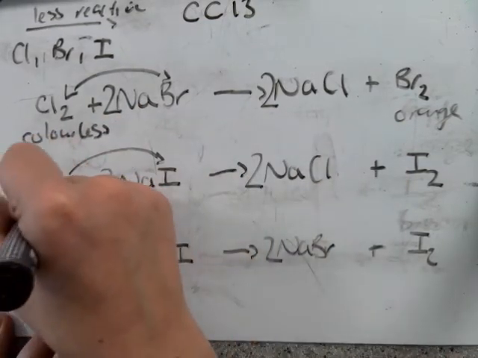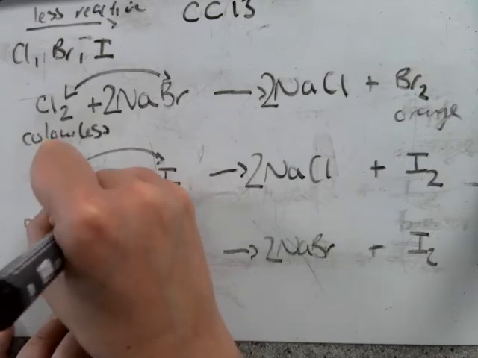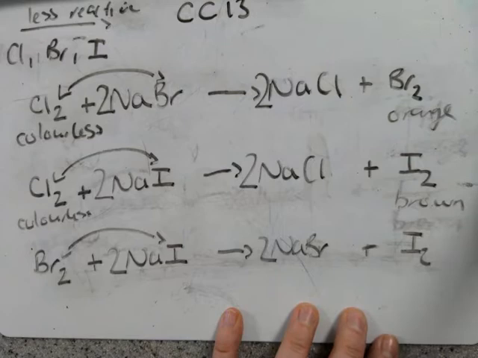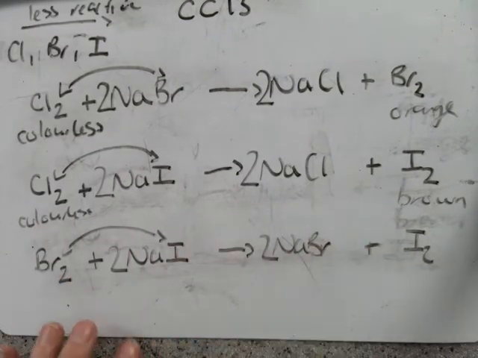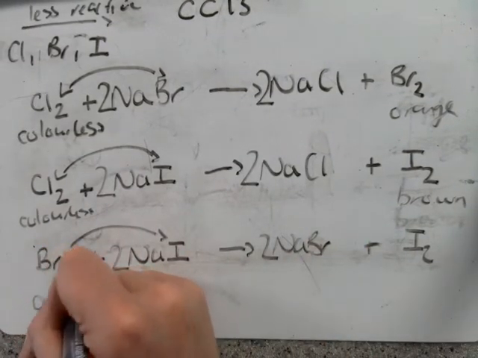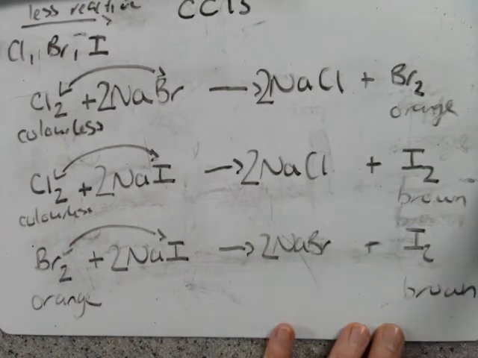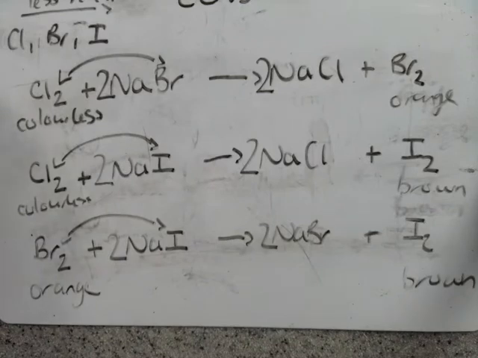Down here, again, I'm starting off with chlorine, which is colorless. On the other side, I've got iodine, and iodine in solution is brown. So I'm going from colorless to brown. That's how I know it's taking place. And the last one, I'm starting off with bromine, which is orange in solution, and it's going brown because I've got iodine by itself on the right-hand side.